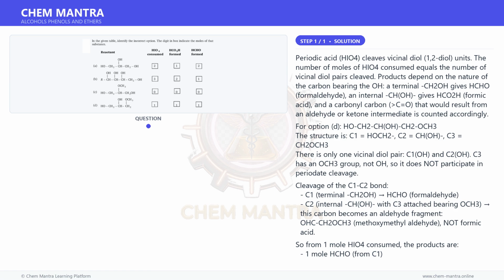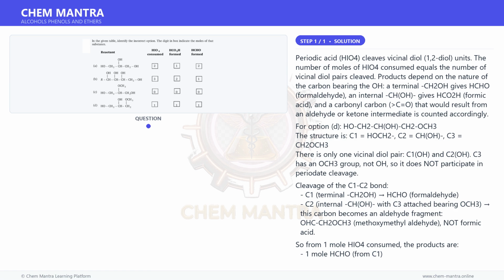For option D, HOCH2-CH(OH)-CH2OCH3. The structure is C1 = HOCH2, C2 = CH(OH), C3 = CH2OCH3. There is only one vicinal diol pair, C1-OH and C2-OH. C3 has an OCH3 group, not OH, so it does not participate in periodate cleavage. Cleavage of the C1-C2 bond.